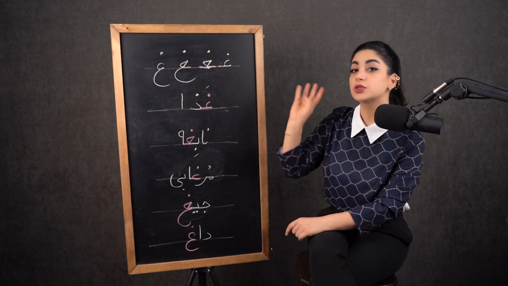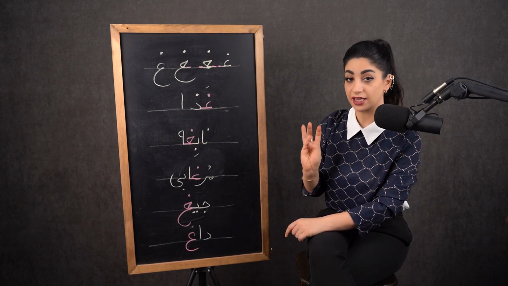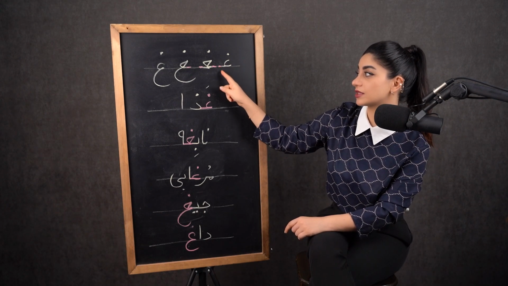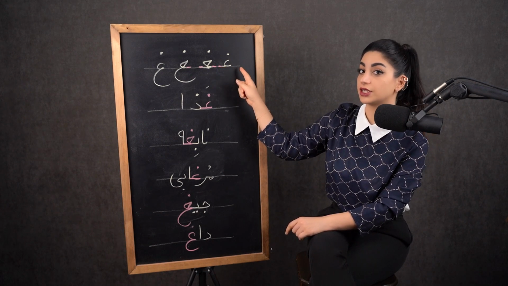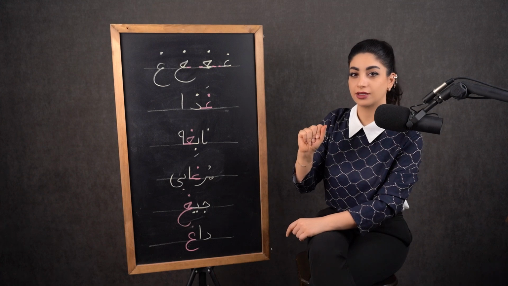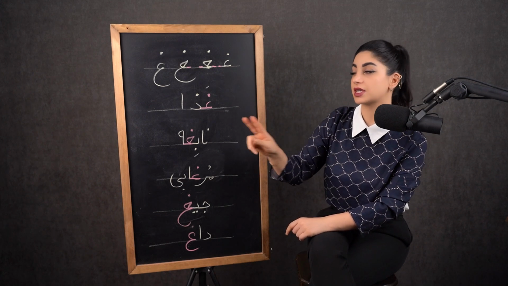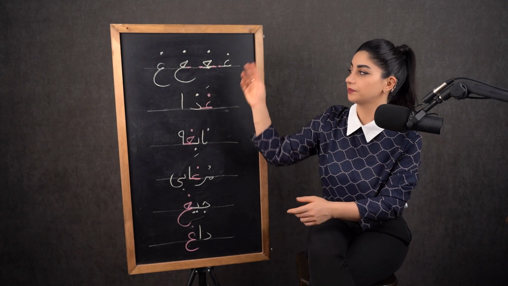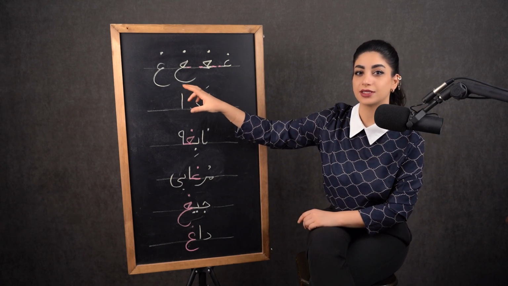This one comes always at the beginning or in the place that it can only attach to other letters from here, not here. This one attached from both sides. It has to attach from both sides. That's all. Now let's go to the capital ones.